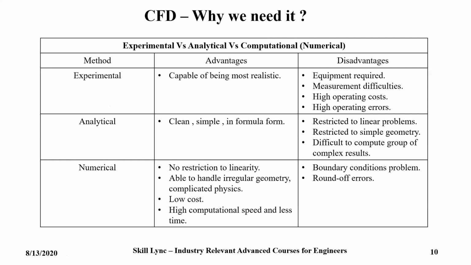Now, if you look at all of them together, the experimental method is capable of being the most realistic, and that is because you have real-time data. You can keep an airfoil in a wind tunnel, you can flow air over it, and you will get data. So that is most realistic. But what are the disadvantages? You need equipment. You need a wind tunnel. There are measurement difficulties, high operating costs, and every piece of equipment requires calibration. So there would be some amount of human error also, which has to be considered.